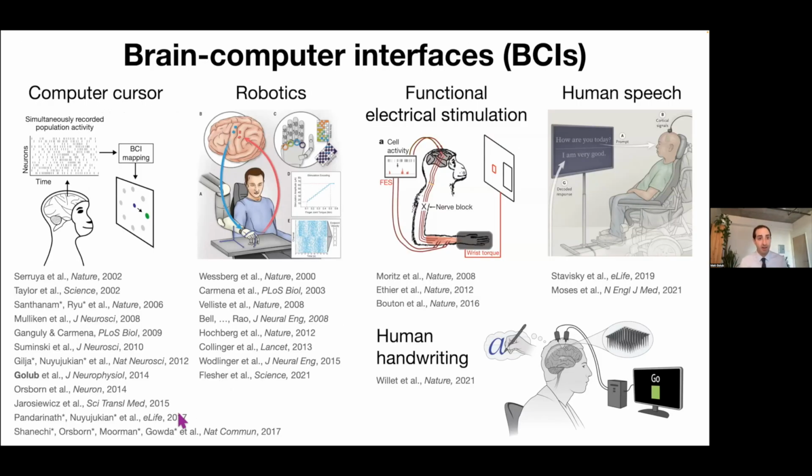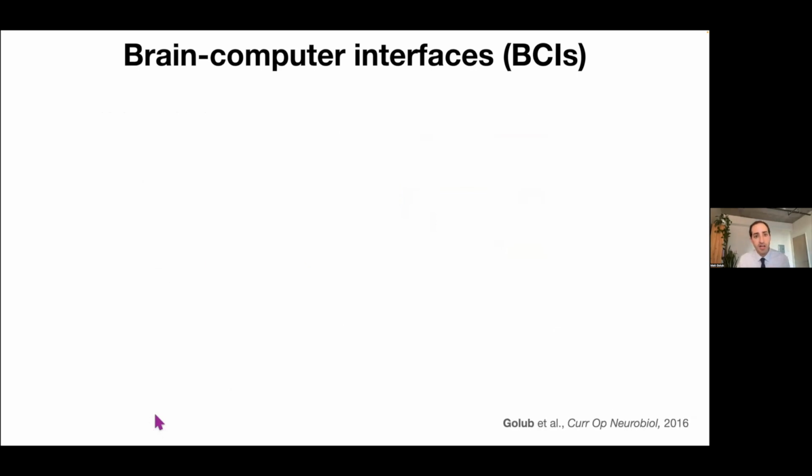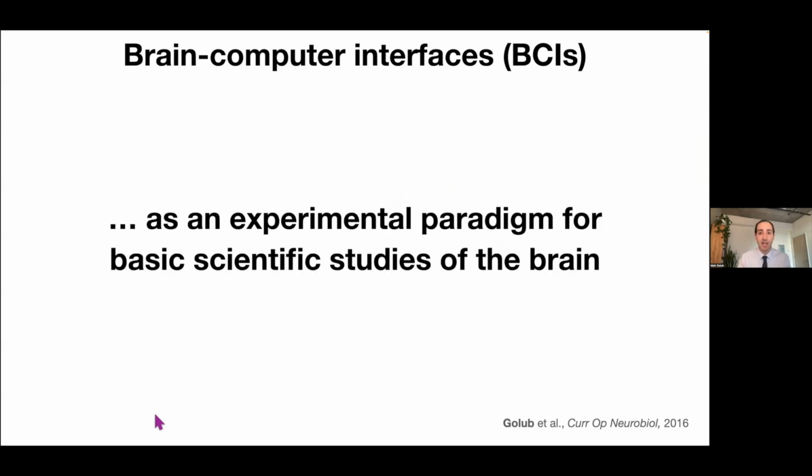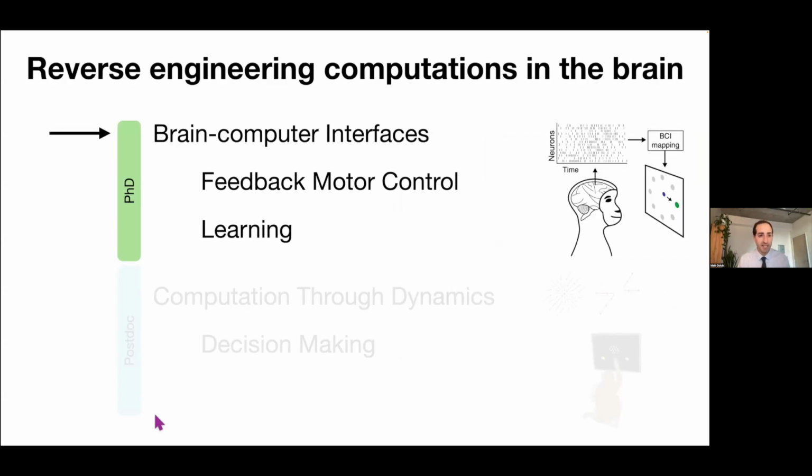A primary motivation now for BCIs is to help people with spinal cord injuries or neurodegenerative disease, people who have lost the ability to move or to communicate. And BCIs offer to restore some of these capacities for movement and communication. But early in grad school, I saw an opportunity, an area of untapped potential, and that was to use BCI for a different purpose, to use BCI as an experimental paradigm for basic scientific studies about the brain. And this new take on BCI allowed me to reverse engineer computations used in the brain for feedback motor control and learning.